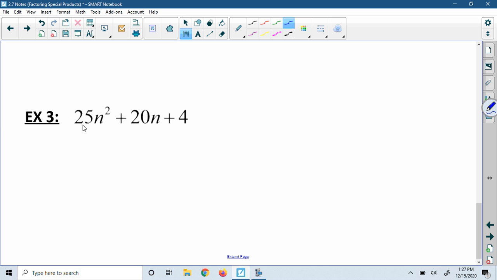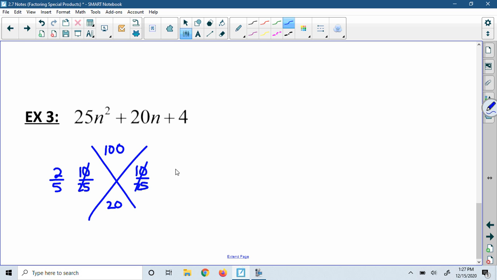And you can get things that are a little bit tougher. This one we'll have to use the x method on. 25 times 4 is 100. What are two numbers that multiply to be 100, add to be 20? Believe it's 10 and 10, divided by 25. Simplify. So that'll be 2 over 5 it looks like. And those are our factors in disguise. So it'll be 5n plus 2, and the other one will be the same, which is what we were going for because they are perfect square trinomials.